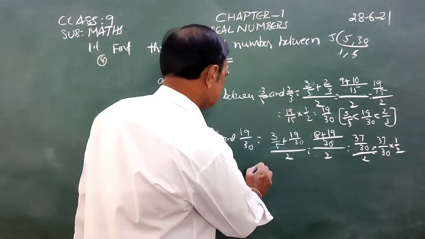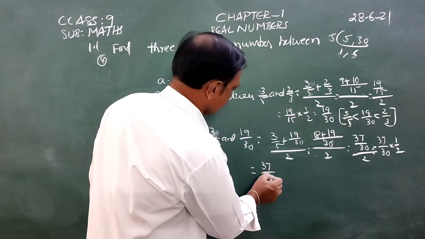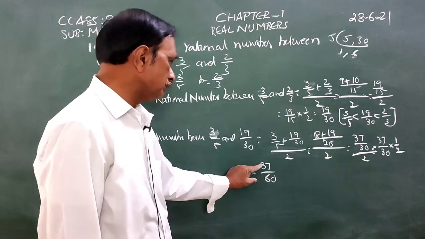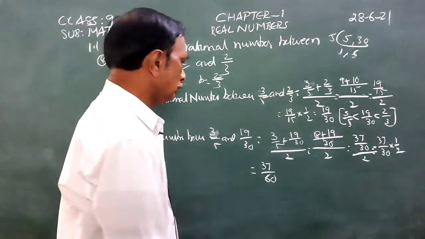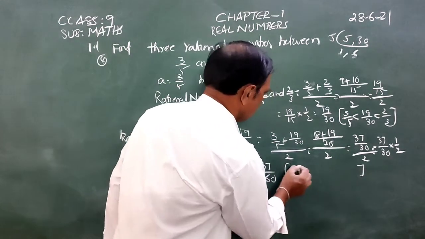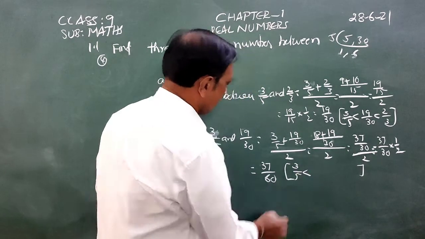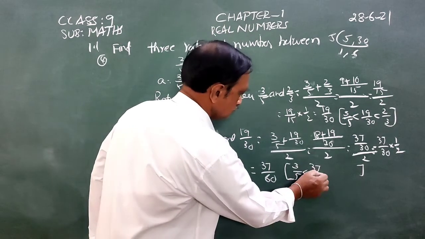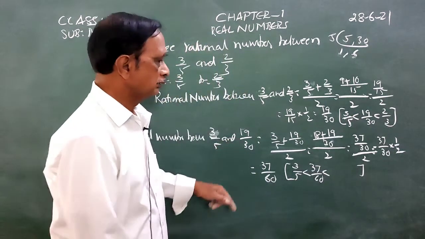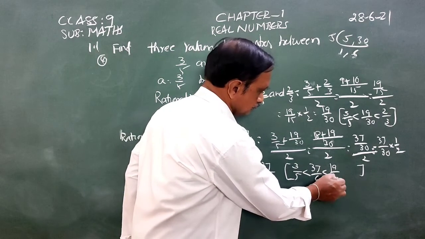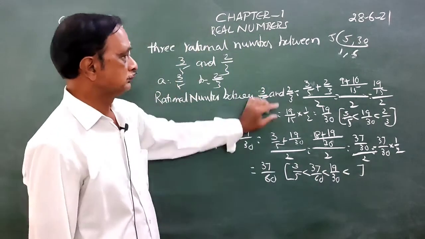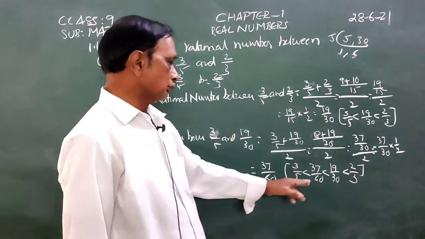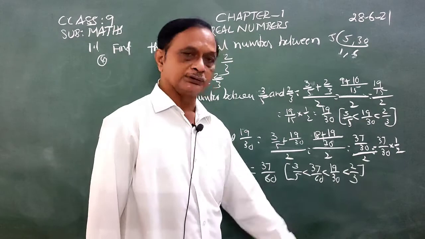That is equal to 37 by 60. Where 37 by 60 lies between 3 by 5 and 19 by 30. How do we express it? 3 by 5 less than 37 by 60, which lies between 3 by 5 and 19 by 30, less than 19 by 30, less than 2 by 3. So I got two rational numbers so far between 3 by 5 and 2 by 3.